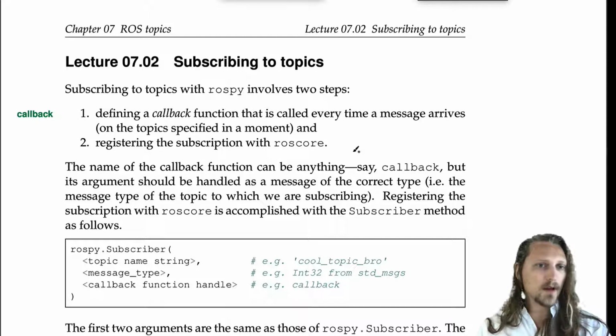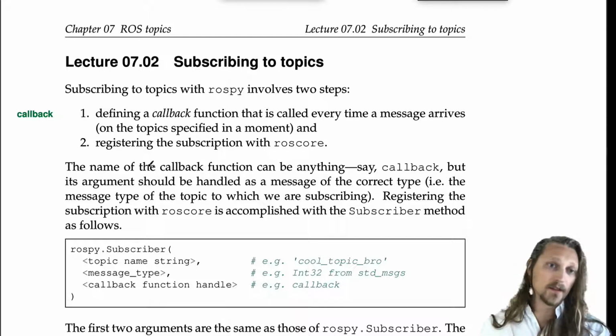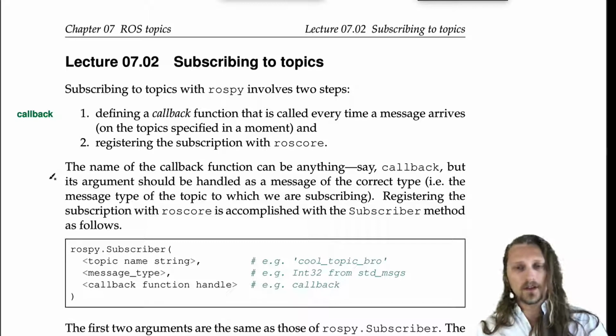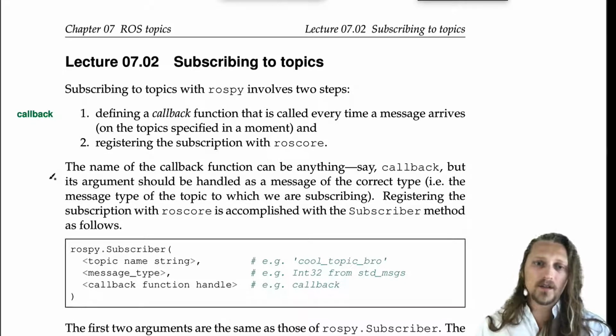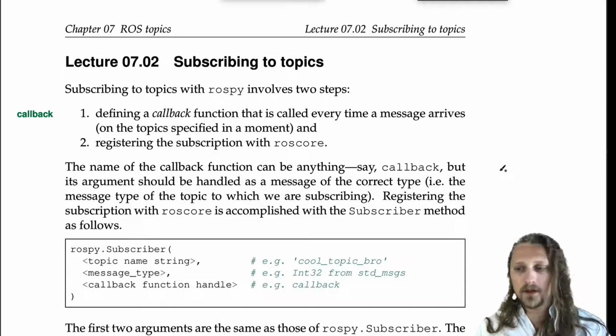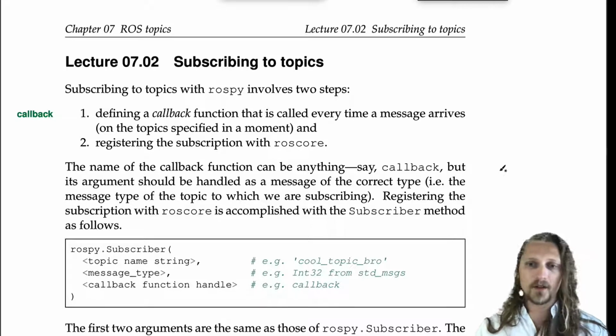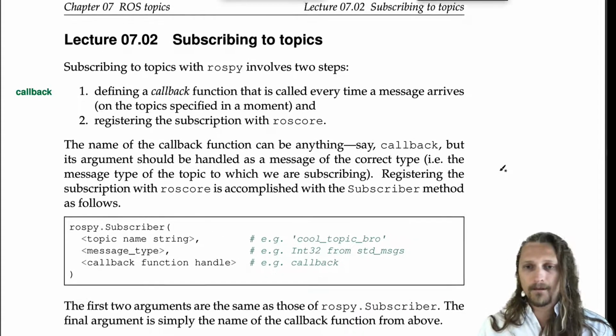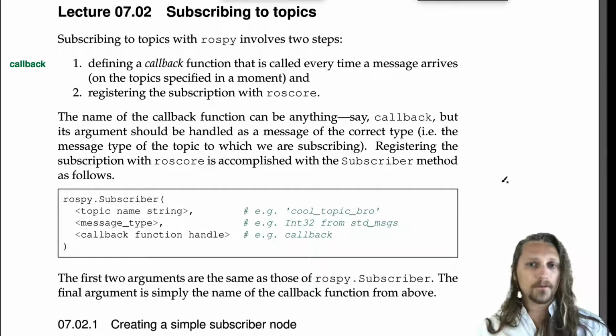So the subscription to the topic needs to be registered with ROS core. That's the second thing we need to do. The first thing we need to do is create a callback function. The name of the callback function can be anything, say, conveniently, callback, but its argument should be handled as a message of the correct type, i.e. the message type of the topic to which we are subscribing. So you can't really define a general callback function because message types are different and we might want to handle them differently. So we write our own callback function for a given node.